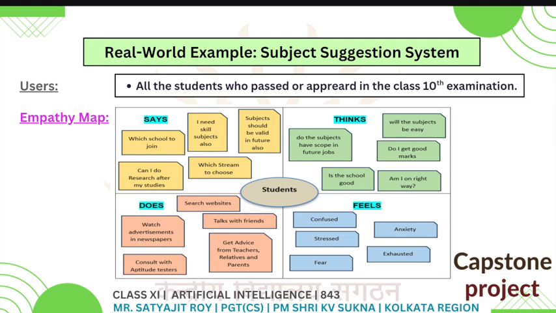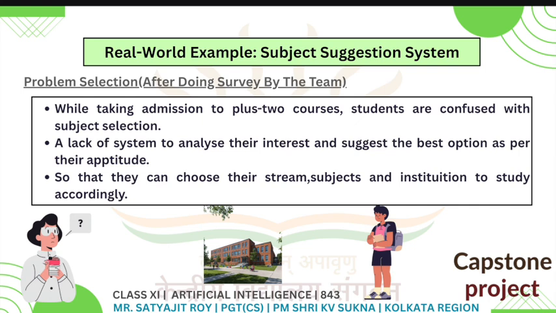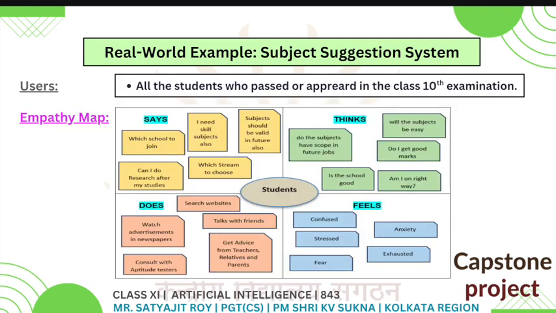So now let us go directly with the users. That is, after you have selected the problem, and the problem is aligning with one of the SDGs, called quality education, right? This will be aligning with the quality education SDG. So then we are selecting the users. The users, in our case, are all the students who passed out or appeared in the class 10 board examination.